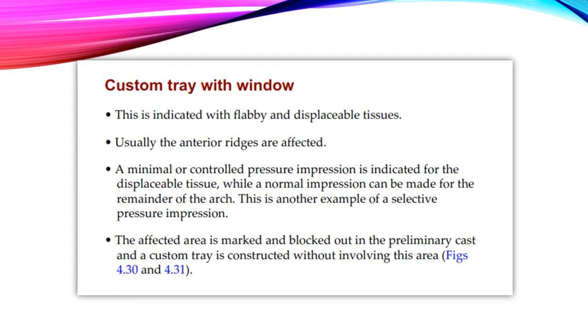Coming to the discussion part, custom tray with window. This is indicated with flabby and displaceable tissues. Usually the anterior ridges are affected. Minimal or controlled pressure impression is indicated for the displaceable tissue, while a normal impression can be made for the remainder of the arch. And this is another example of a selective pressure impression. The affected area is marked and blocked out in the preliminary cast, and a custom tray is constructed without involving this area. So see some figures.